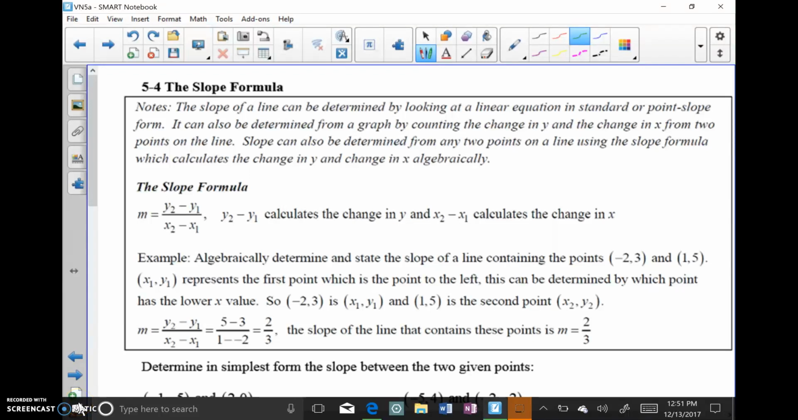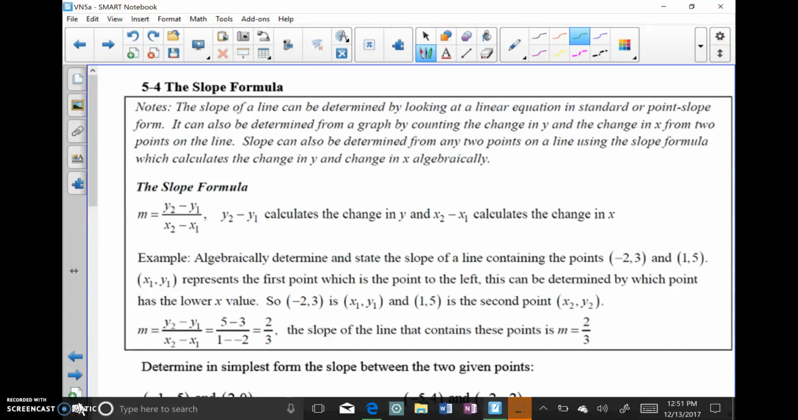Algebra 1, Common Core, Unit 5, Section 4, the slope formula. So in the previous lesson 5.3, we learned all about what a line was. And we learned that a line is made up of a bunch of points, but to graph a line or to really know what a line is, you need to know its slope and its location. So this video focuses more on slope.